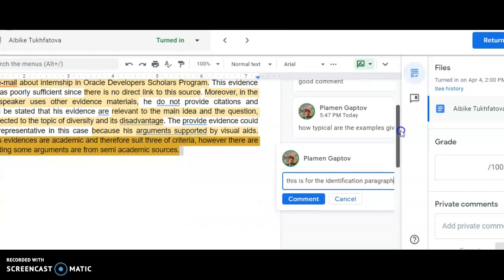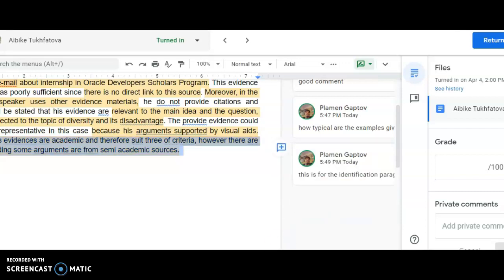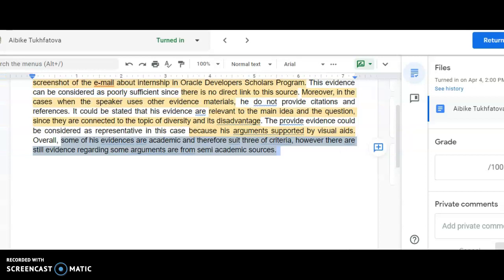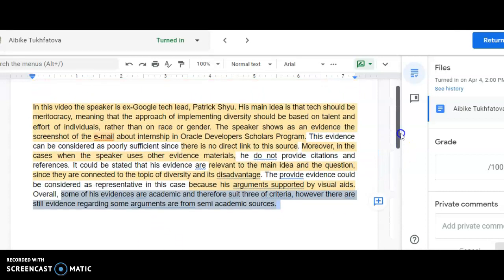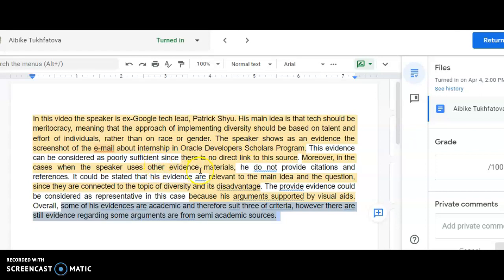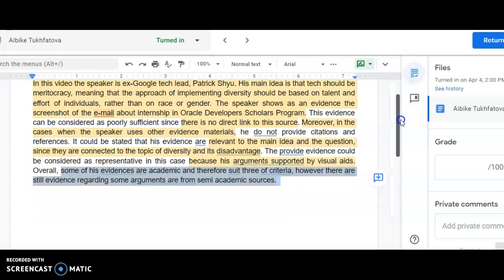But in the evaluation paragraph, we are mostly interested in these three questions, and that's regardless of whether it's academic or not. So basically, academic evidence could be very bad and non-academic evidence could be very good. So our discussion of the three things, representativeness, sufficiency, and relevance, is regardless of whether it's academic or not, regardless of whether there are citations, right? But I think this paragraph is a good start.